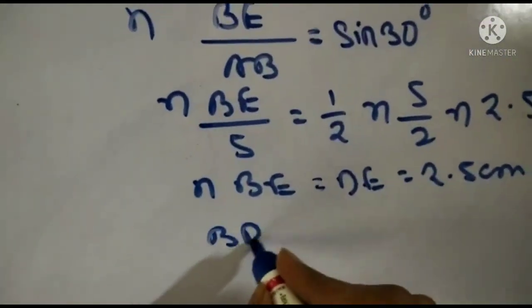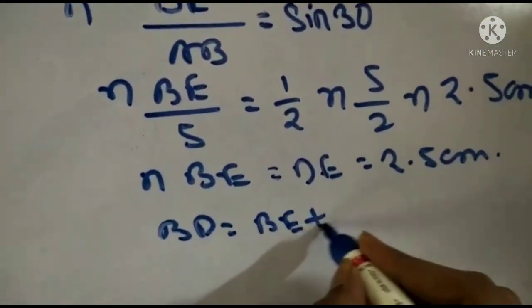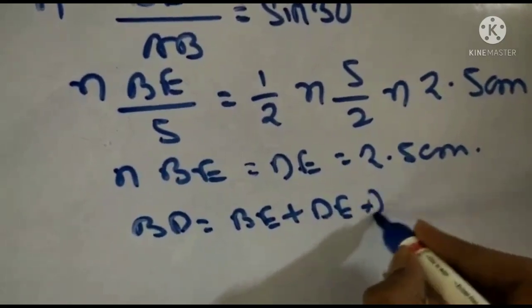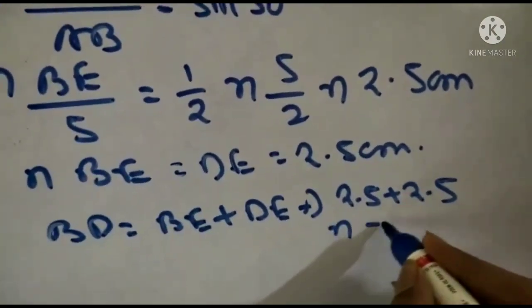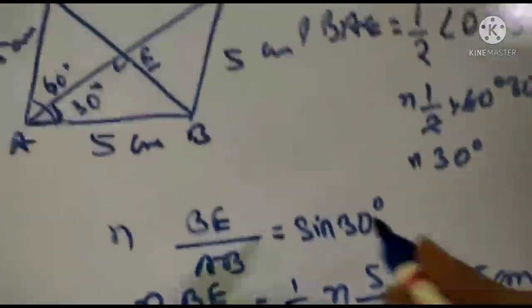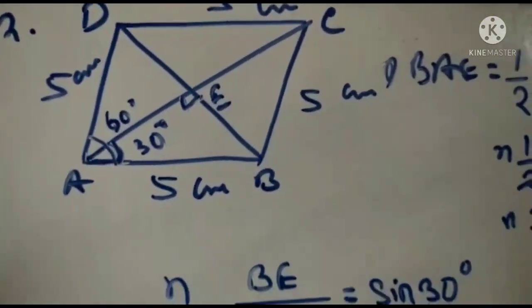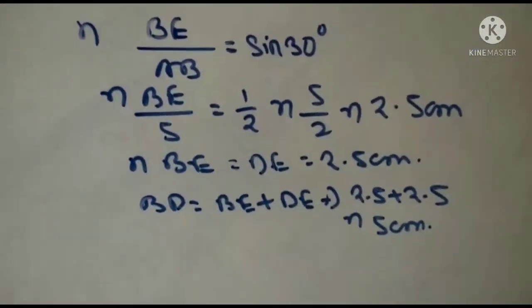Therefore it is told to find BD. How to find BD? BD is equal to BE plus DE, which is equal to 2.5 plus 2.5, which is equal to 5 centimeter. Therefore we have found the length of the first diagonal, that is BD is equal to 5 centimeter.